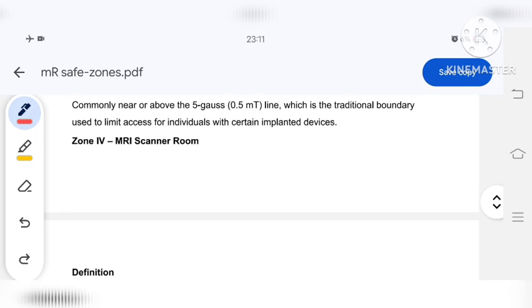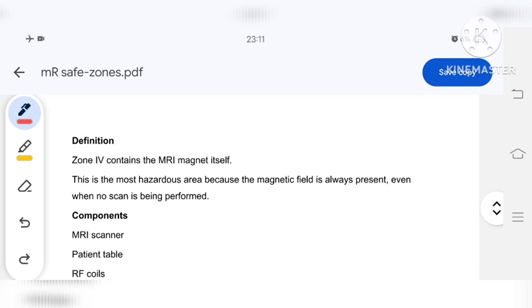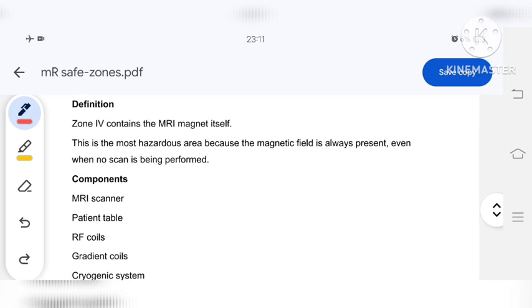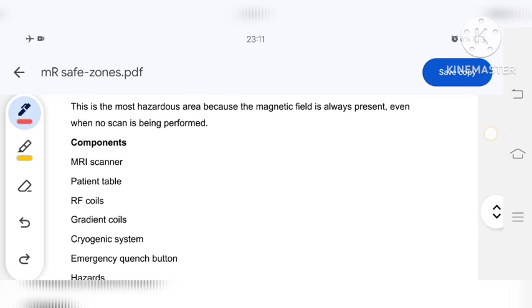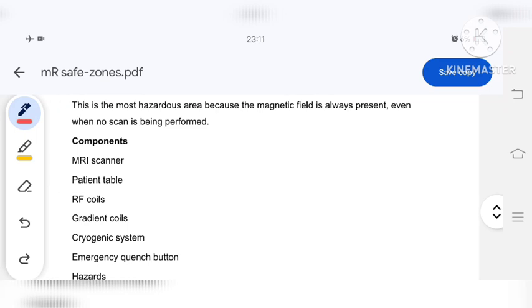Zone 4, the MRI scanner room. Definition: Zone 4 contains the MRI magnet itself. This is the most hazardous area because the magnetic field is always present here even when no scan is being performed. Precautions are needed if you are entering this zone.